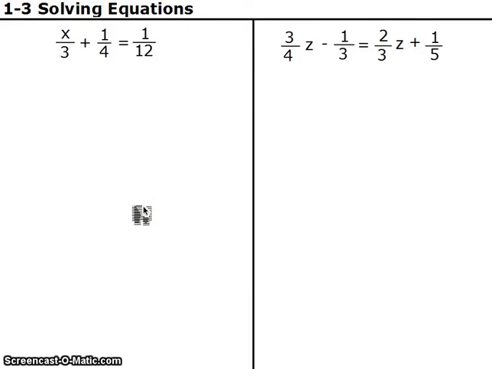All right, it's for you pre-AP kids only. You're gonna need to be able to solve some equations with some significant fractions in there, as you can see. You need to be able to do this without a calculator.